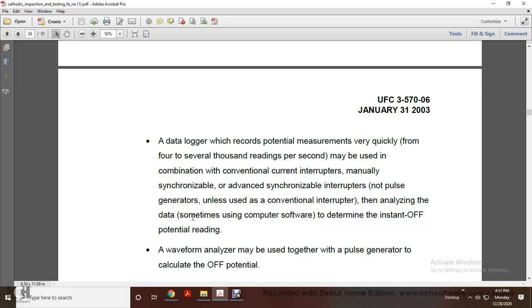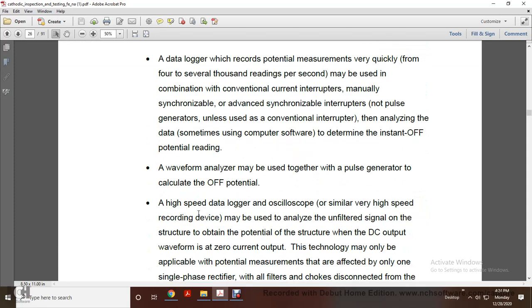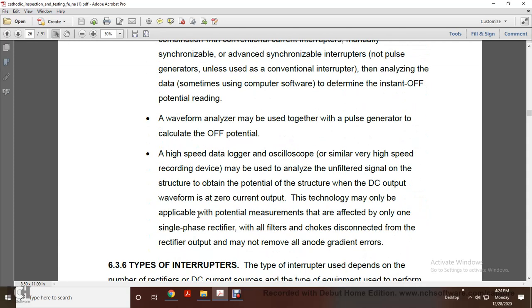Maybe you use the combination of conventional current interrupters, which may be synchronized with the advanced synchronizable interrupter of the generators, and leave the other conventional interrupter for the analysis of the data. Sometimes you use computer software to determine the instant off potential reading, a waveform analyzer, or a high speed data logger, oscilloscope, or similar high speed reading recording device, to analyze the unfiltered signal of the structure to obtain the potential structure when the DC output waveform is zero current output. The technology may be only applicable to the potential measurement affected by only one single phase rectifier.